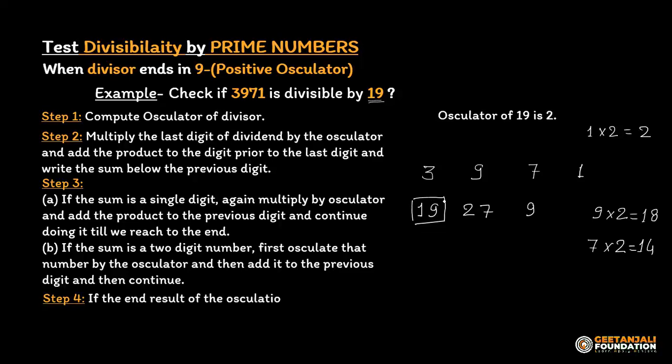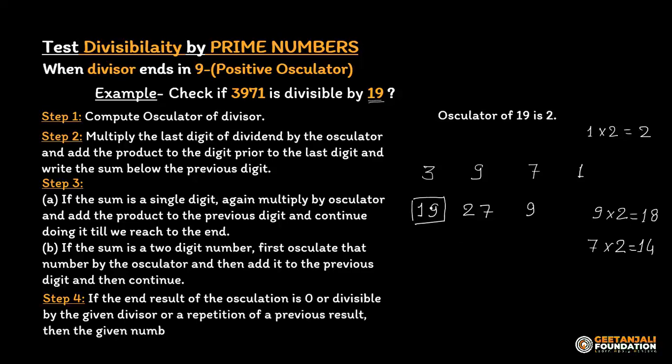Now we check whether this final result is either 0 or a multiple of 19. This is a multiple of 19. This can be divided by 19. So the given number 3971 will also be divisible by 19. This is the whole process. If you don't get any step here, you can just read these steps and see this work again so that you will understand how we go about it.